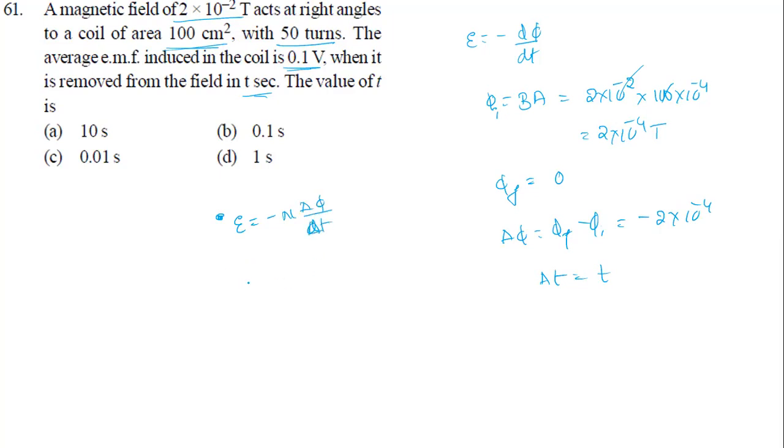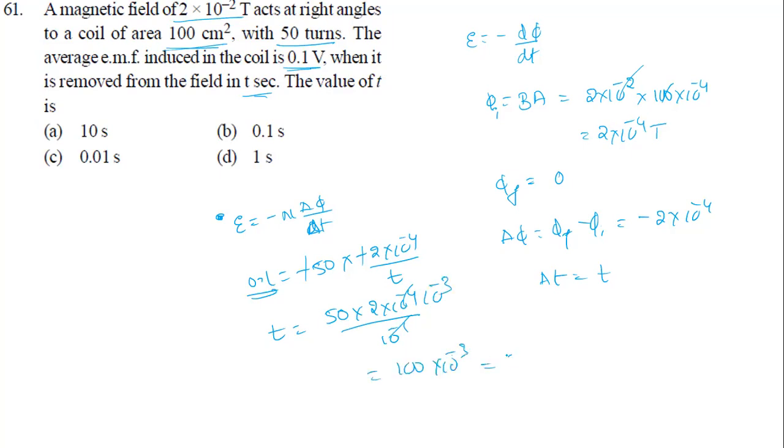So again, EMF is how much now? 0.1 equals minus 50 times minus 2 into 10 power minus 4 divided by time taken t. So minus and minus become plus. We want t. T becomes 50 into 2 into 10 power minus 4 divided by 10 power minus 1, since 0.1 means 10 power minus 1. It is 10 power minus 3, which becomes 100 into 10 power minus 3. So if you simplify, 0.1 second.